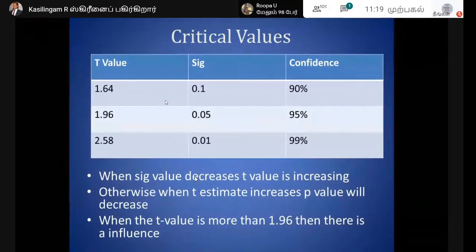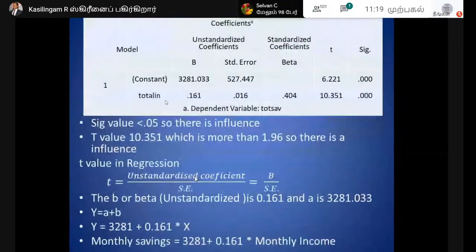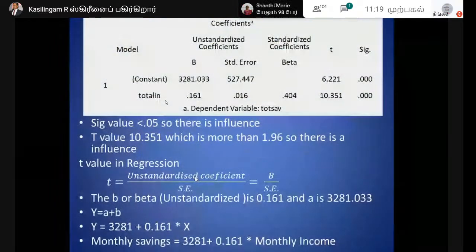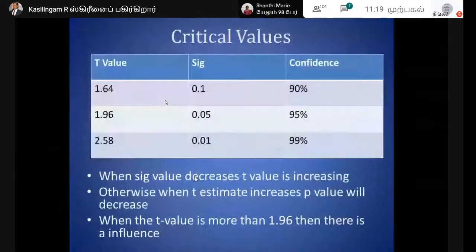First point, when the significant value is less than 0.05, there is an influence. Second point, when my t value is more than 1.96, there is an influence. Now I am going to put up the same table again, the one I have shown before.